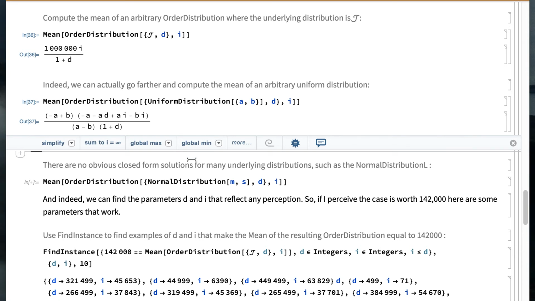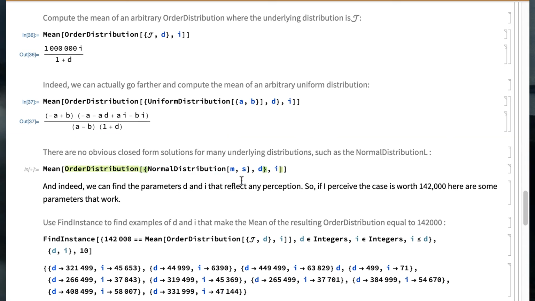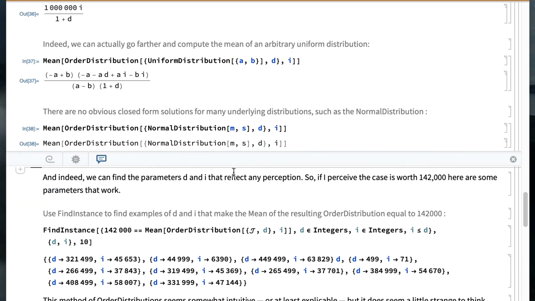Now, in many instances, there is no closed form solution for the mean of an order distribution. So, for example, here I'm going to run this, and unless Wolfram Language has gotten a lot smarter since I wrote this notebook, it's going to not work. Struggling. All right, and it gave up.